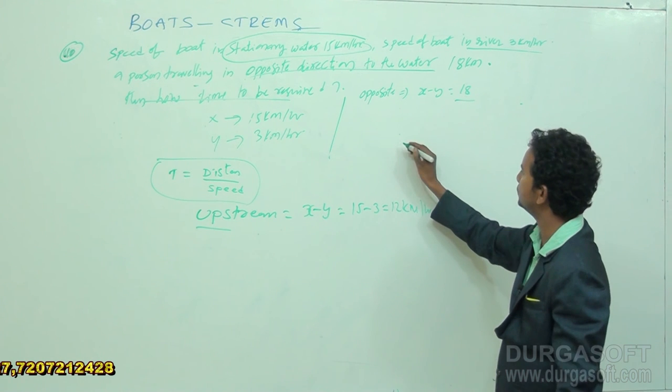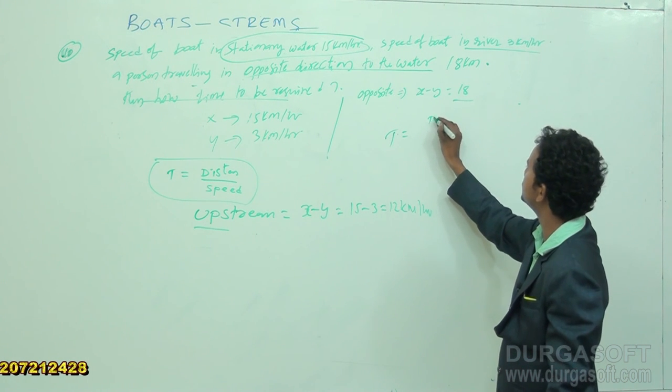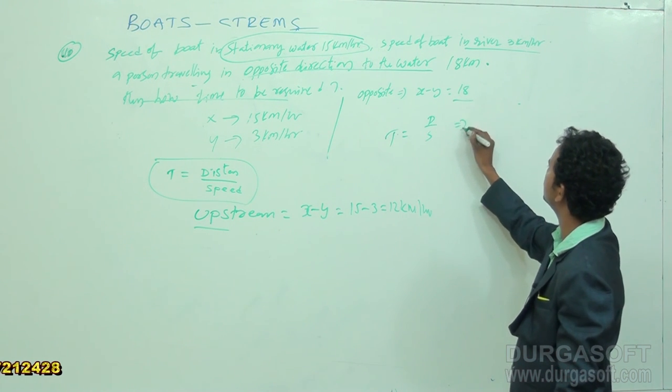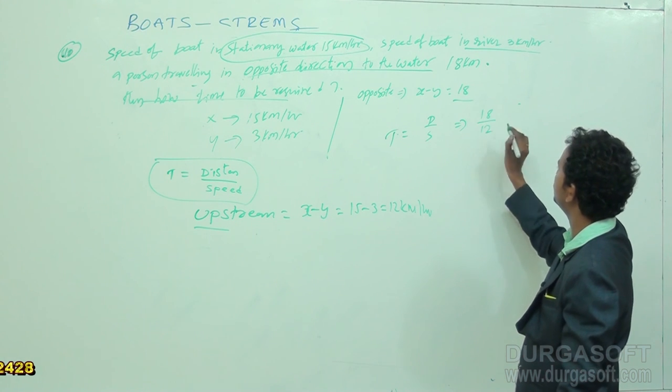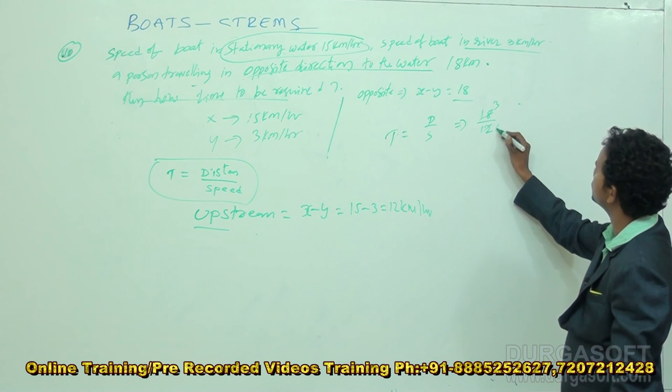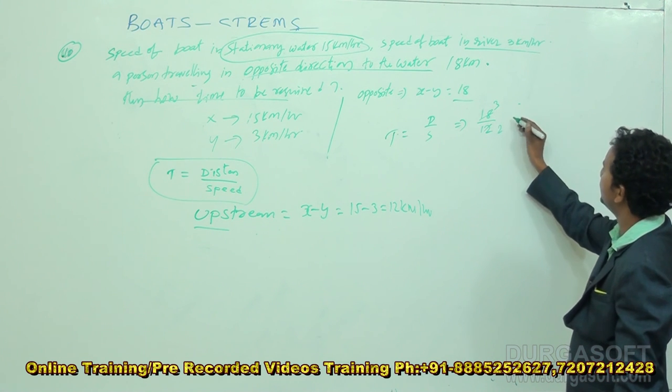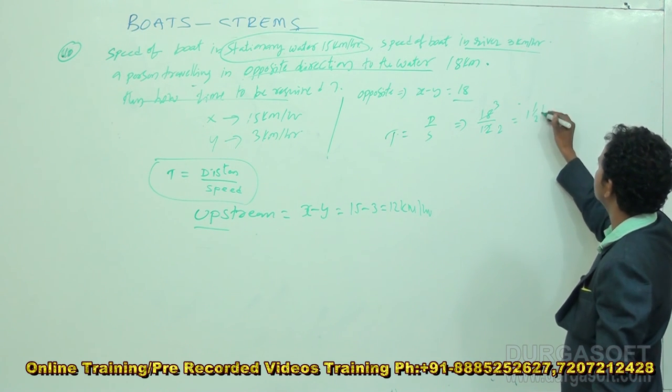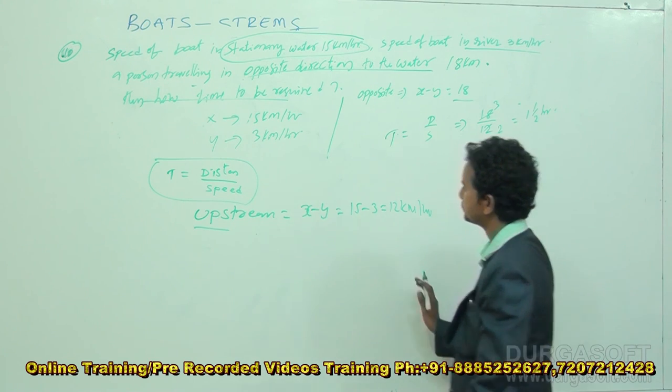Now time is equal to distance divided by speed, which is 18 divided by 12. So 18 is nothing but 6 3s are 18, 6 2s are 12. So 6 2s are 12, it becomes 3 by 2, nothing but 1.5 hour required. So 1.5 hour will be required.